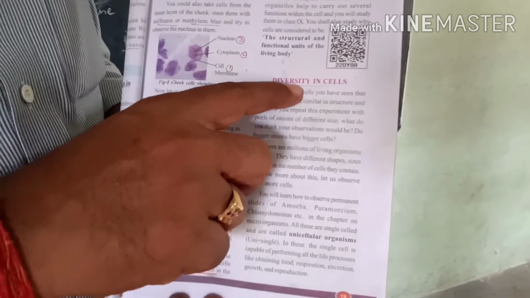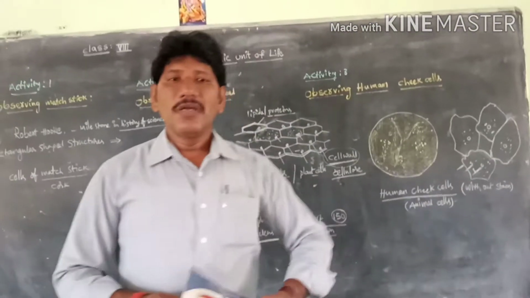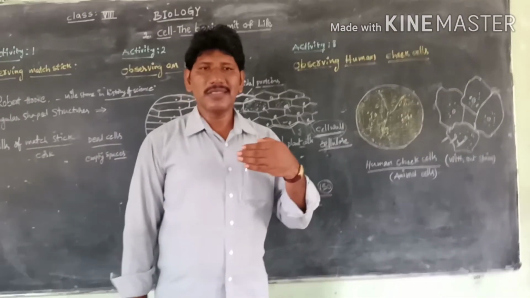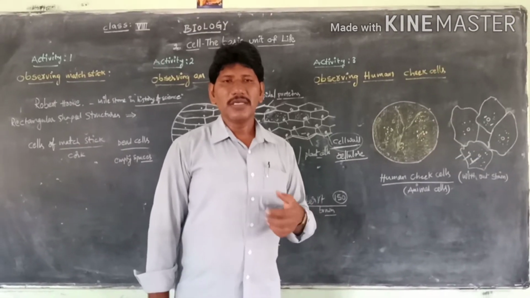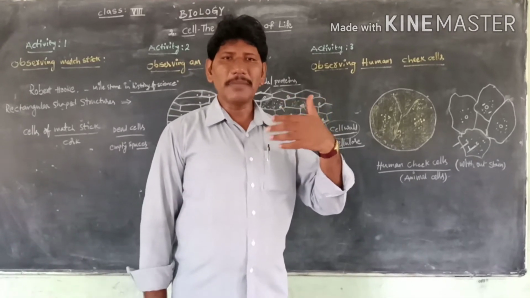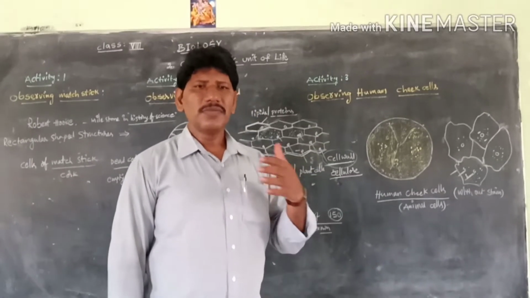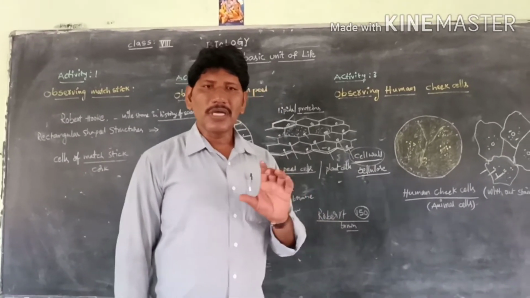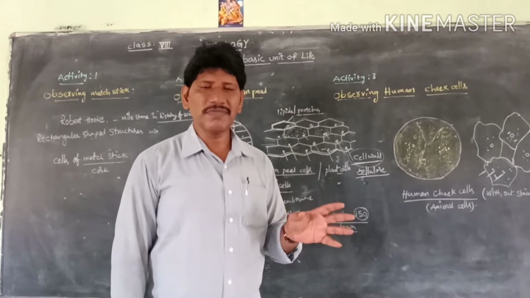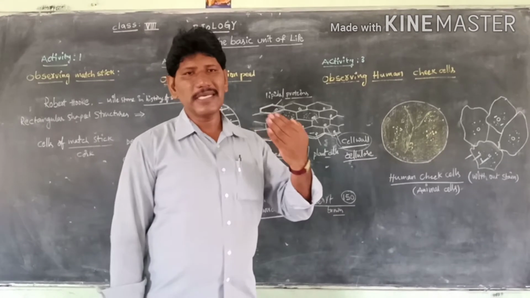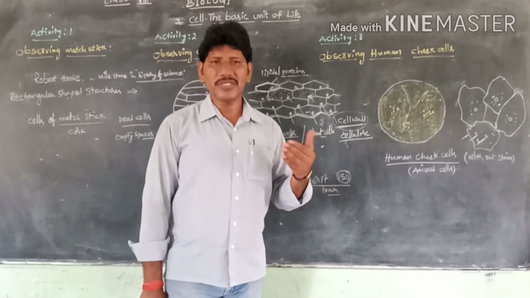Next we go to the diversity in the cells. Diversity in the cells means, of course, all living organisms begin their life from a single cell, called a zygote cell. While they are aging and growing, they multiply the number of cells. They have different types of cells for different functions. A group of cells having a similar structure for a similar function is defined as a tissue. We will learn that in the ninth class, plant tissues and animal tissues, as the second and third chapters.